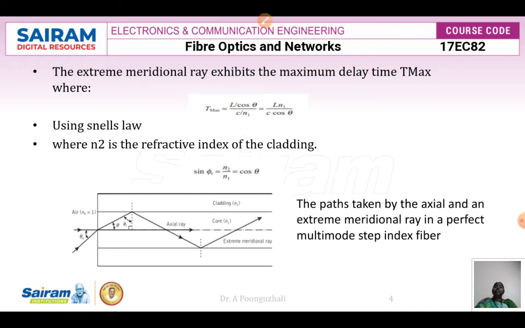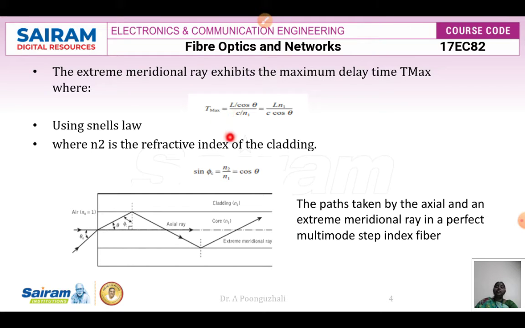So next is the extreme meridional ray. The extreme meridional ray is going to take various paths. Since it takes various paths, this is your meridional ray, it is going to be reflected and received at the receiver side. So we take some maximum time, which we denote as T max.